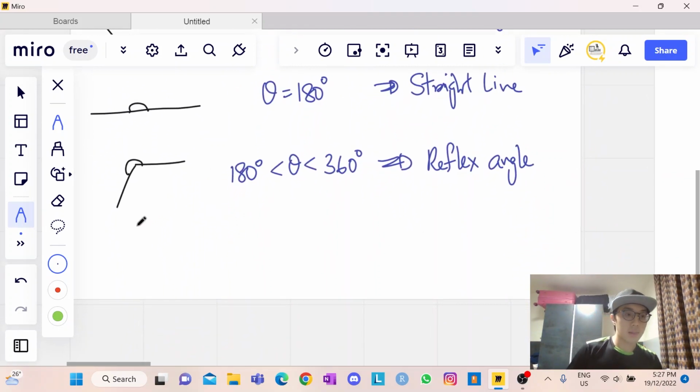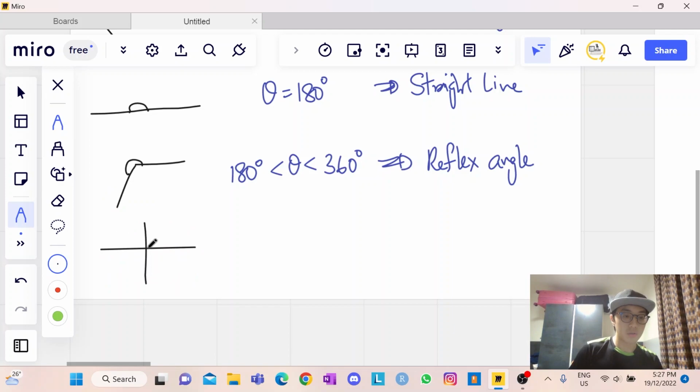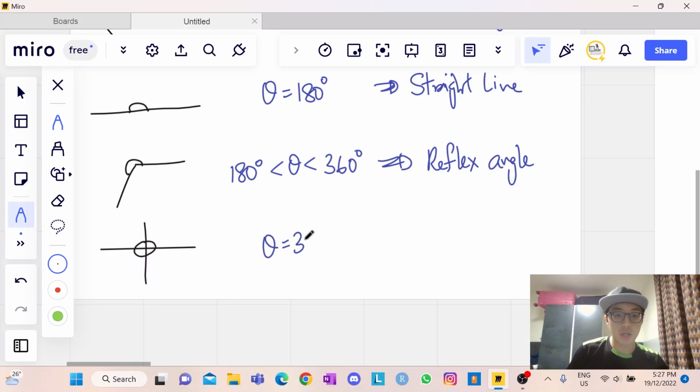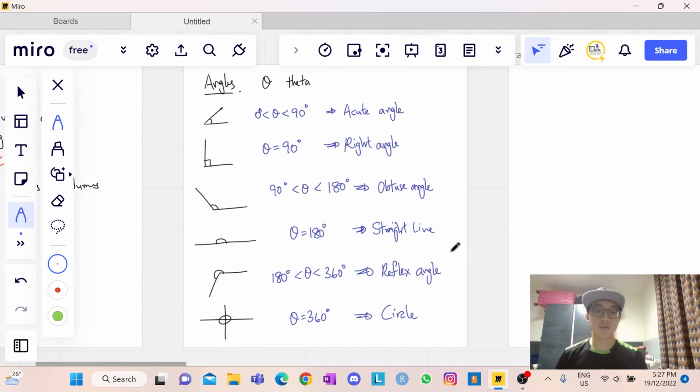And last but not least, you will have a whole circle. It's off-centered, damn it. Okay, it's still ugly, but the whole circle, theta equals 360 degrees, it is just a circle. So these are the very basic names of angles that you will need to know. And this is all about the introduction to the angles.